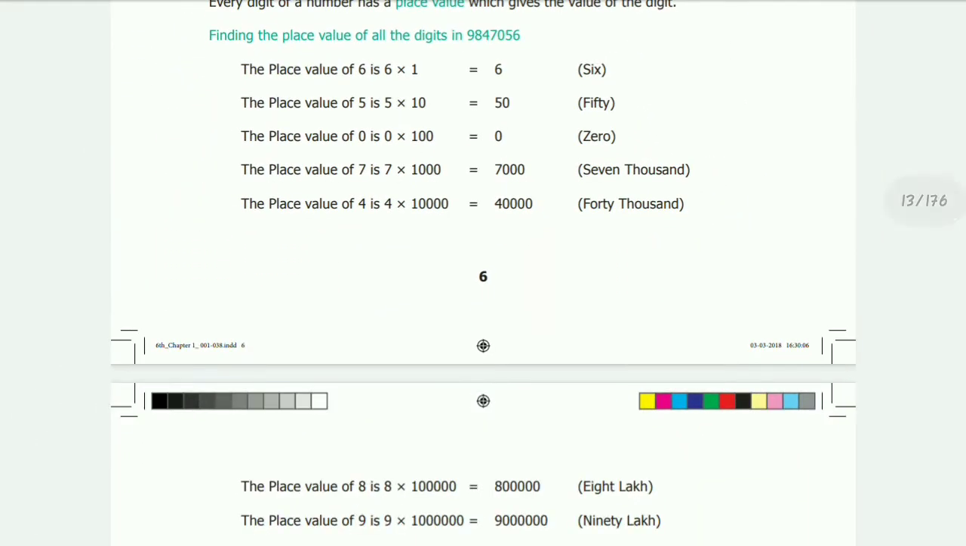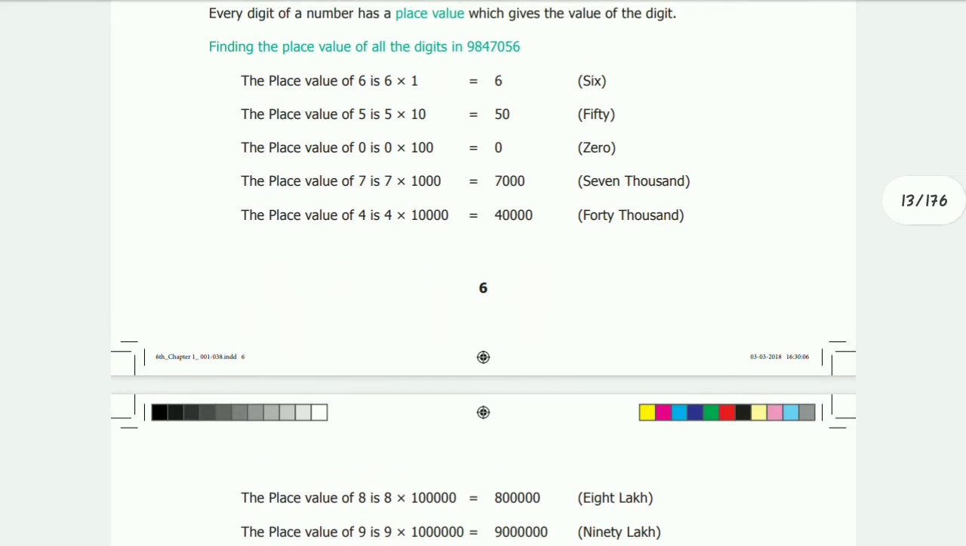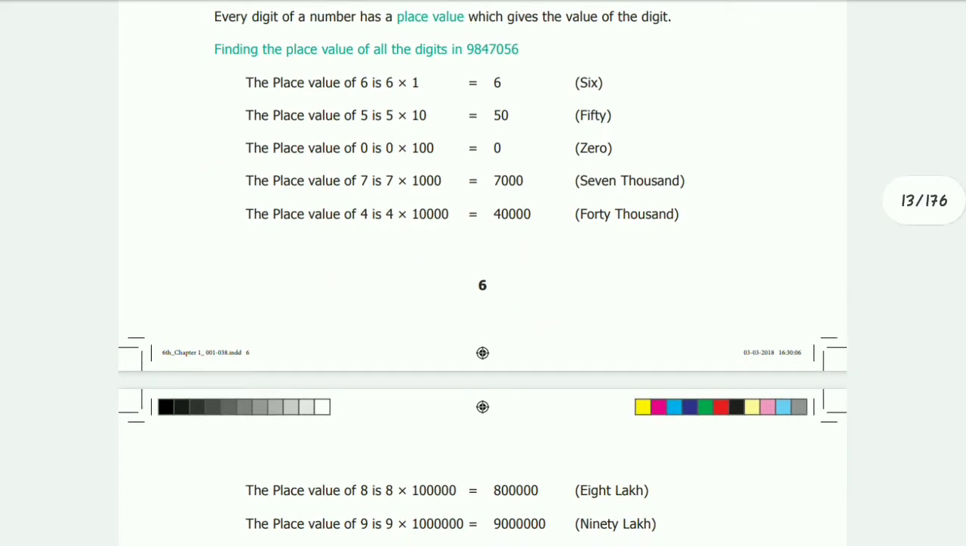And next, place value of 8. That is lakh. How many lakhs are there? 8 lakhs. So 8 into lakh equal to 8 lakh. Next one, place value of 9 is 10 lakh. How many 10 lakhs are there? 9 10 lakhs. So 9 into 10 lakh equal to 90 lakh. So these are the place values of the given number.